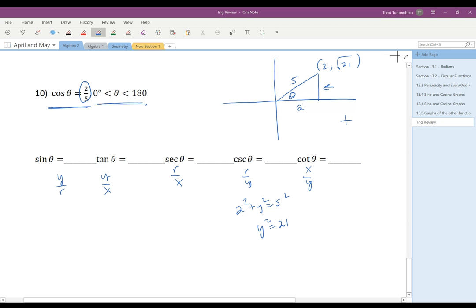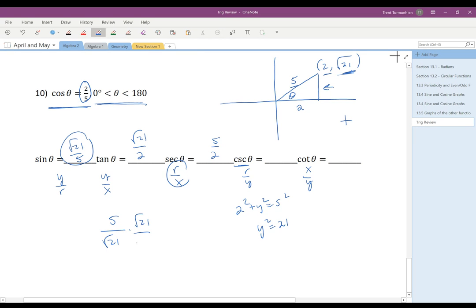So sine, y over r, so root 21 over 5. Tangent, y over x, so root 21 over 2. Secant is just going to be the reciprocal of cosine, and so it's going to be 5 over 2. Cosecant is the reciprocal of sine. Well, that's going to be 5 over root 21.